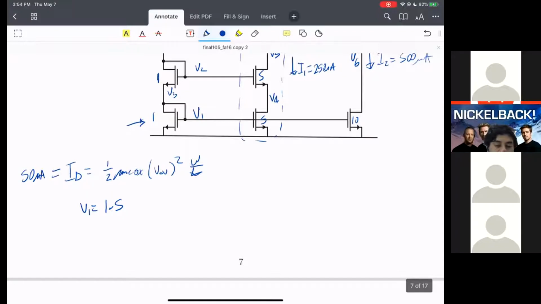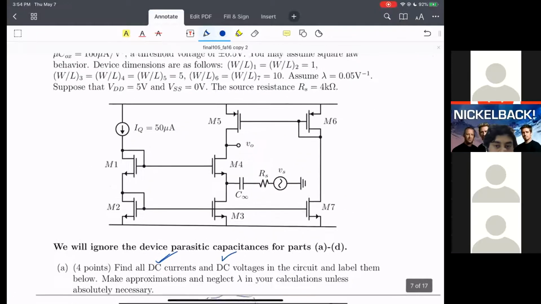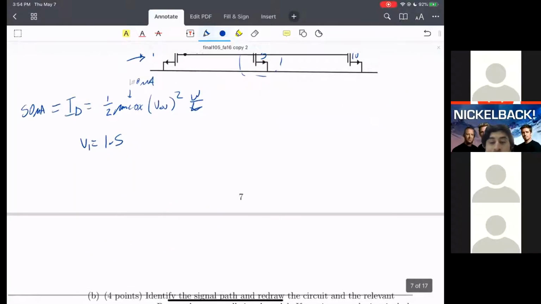So I have 50 microamps. This is 100 microamps per volt squared. VTH is equal to 0.5, and this is equal to 1. And so then V1 is equal to 1.5 volts.